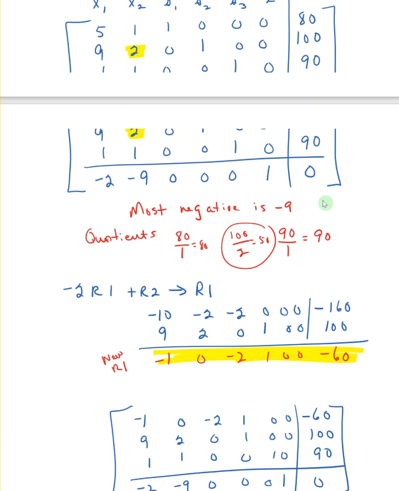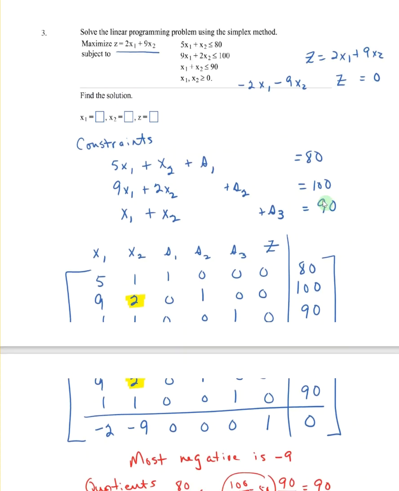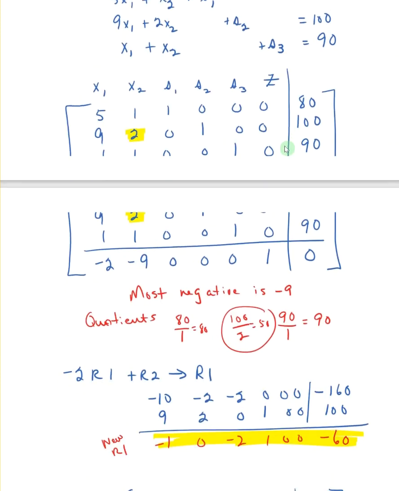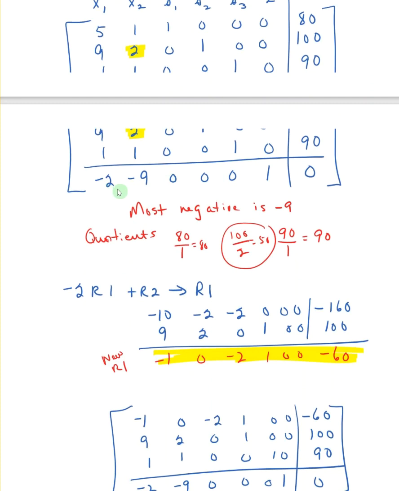And now for the indicator line, you're going to move all of these on the right-hand side of the Z to the left. All right? So we have -2, -9, all zeros for the S's. You have 1 Z, and then we were left with 0 on the right. So that's how we come up with that line. Then we do the same thing that we did in the other problems.